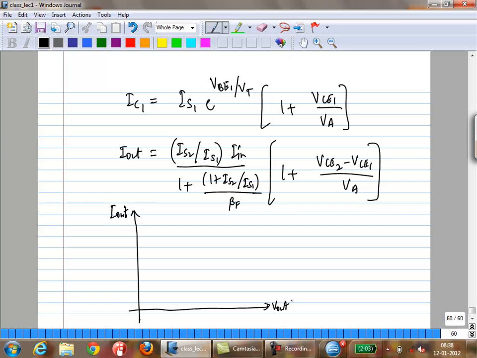Suppose I plot I out versus V out. It will have some dependence, and you'll find that you actually have DC balance only at one point. This is the diode point.